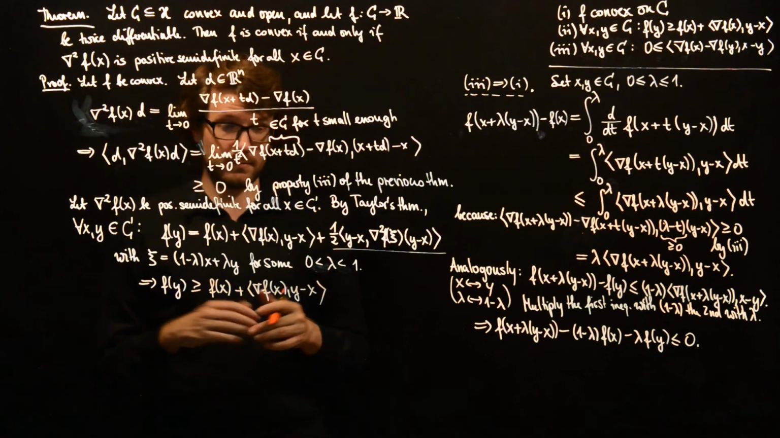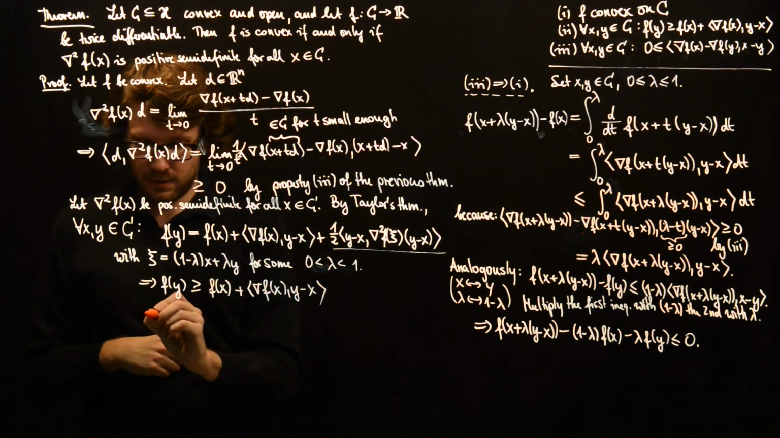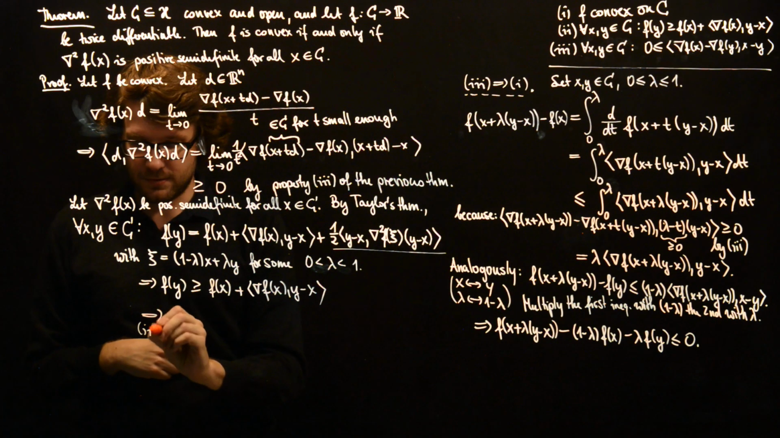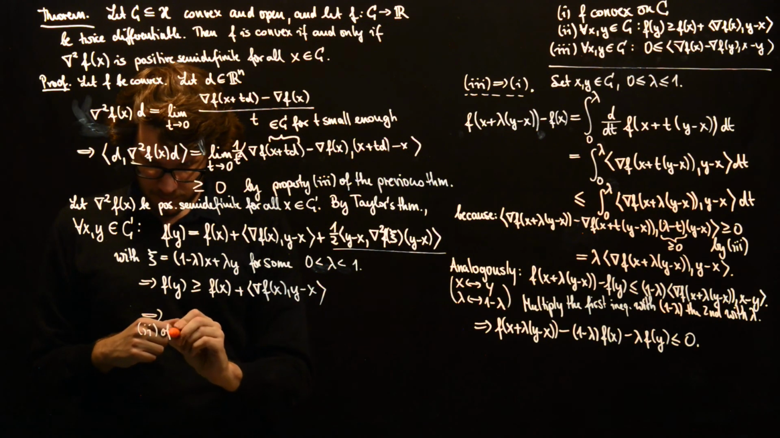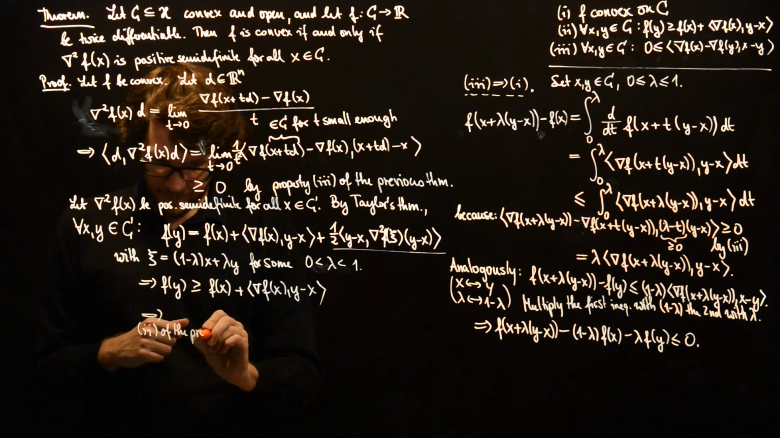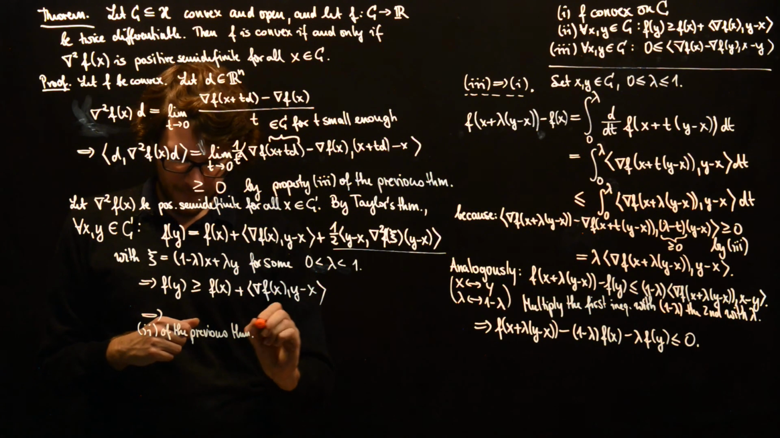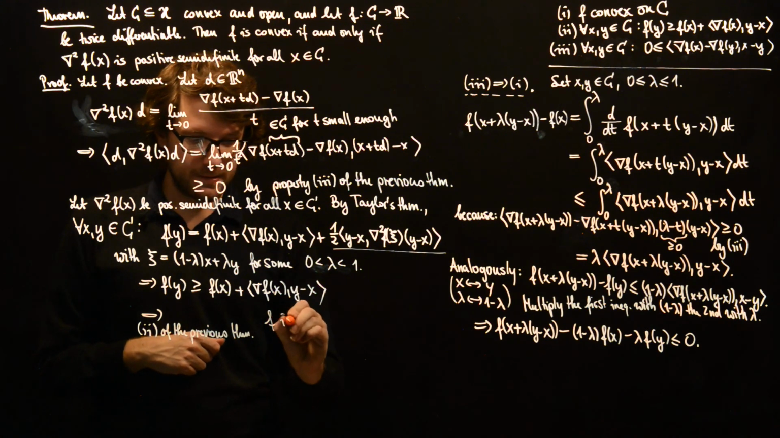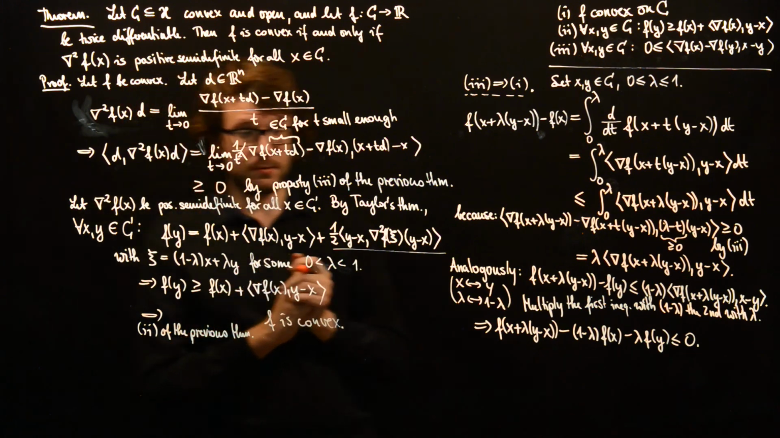And this is exactly property 2 here. So by property 2 of the previous theorem, we know that f is convex. And this concludes our proof.